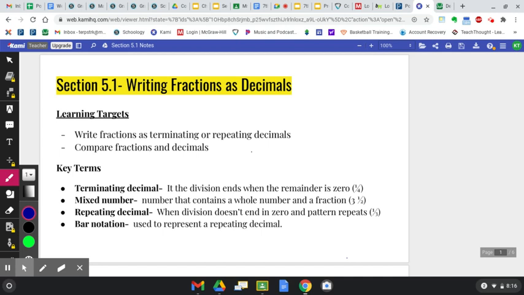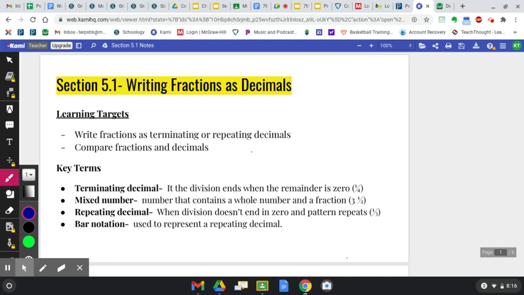Okay, so our learning target is to write fractions as terminating or repeating decimals, and we'll talk about what each one of those looks like. And then we want to compare fractions and decimals to get relative size. Which one's bigger? Are they equal? So we'll be using greater than or less than notation.